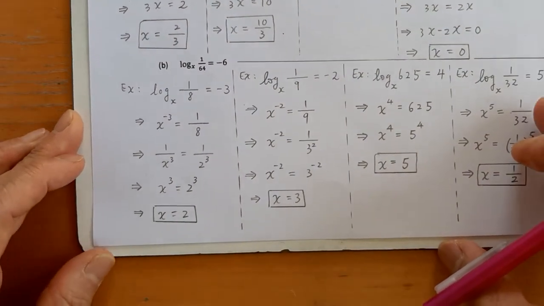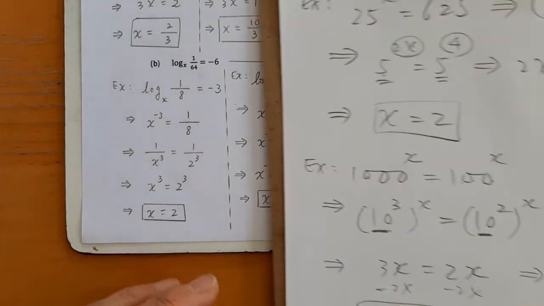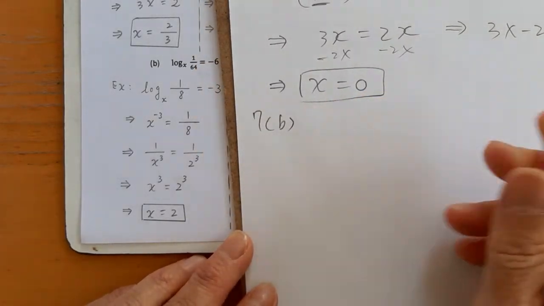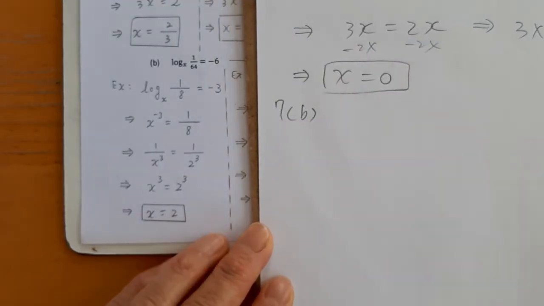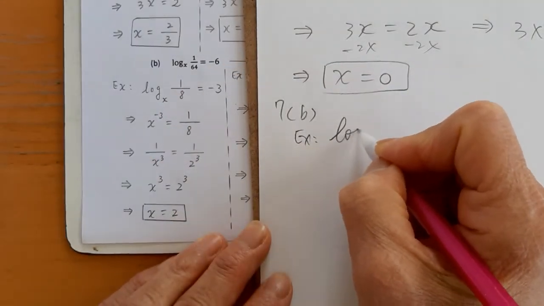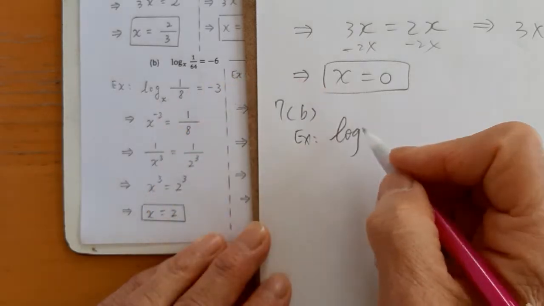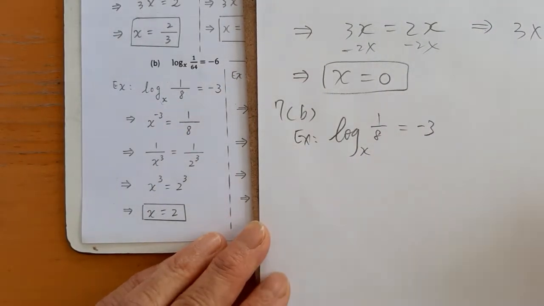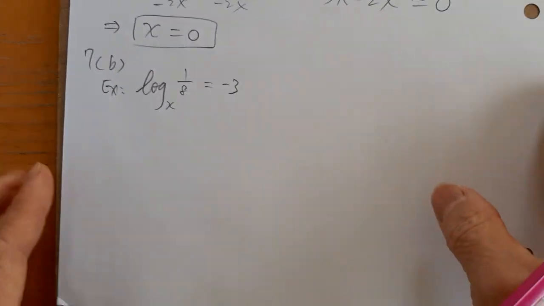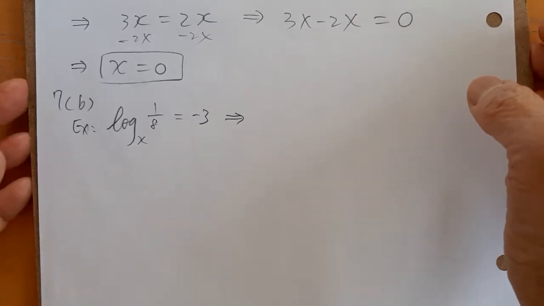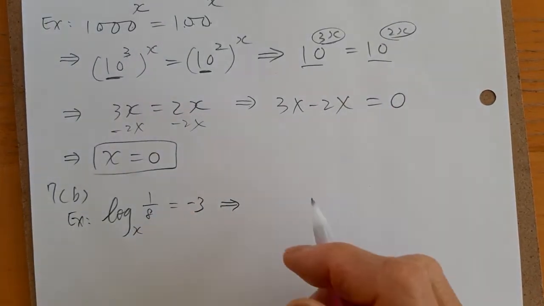The next question, question 7b. Solve for x. Example: log base x of 1/8 equals -3. And what will x be? First of all, we have to change from logarithm form to exponential form.